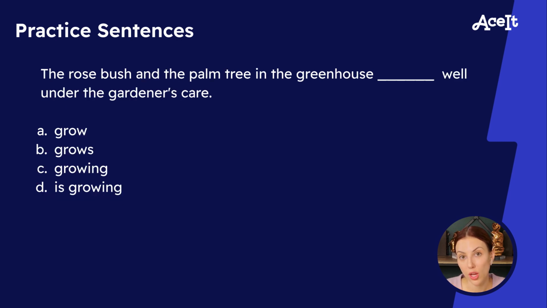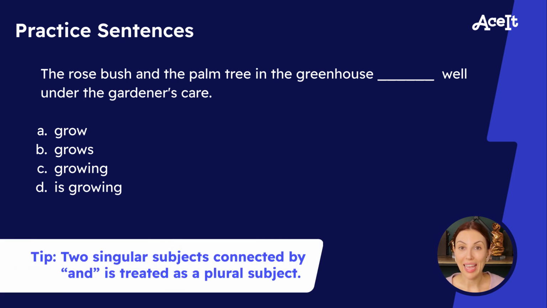The rose bush and the palm tree in the greenhouse blank well under the gardener's care. We have two subjects here, the rose bush and the palm tree. Both of these are singular, and you might be thinking, oh, I need a singular verb, but you would be wrong. When two singular subjects are connected by the word and, we treat that as a plural subject, and therefore we need a plural verb.